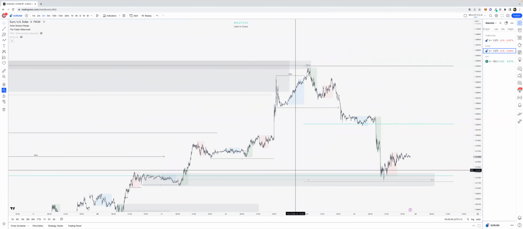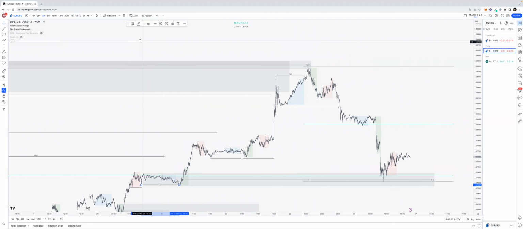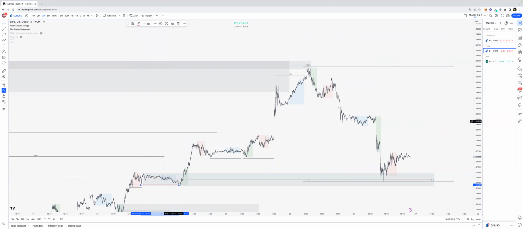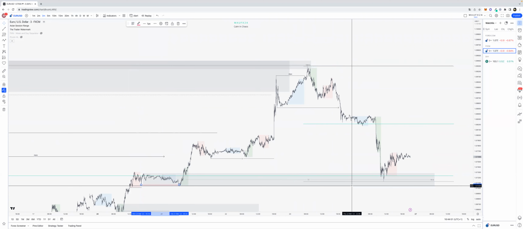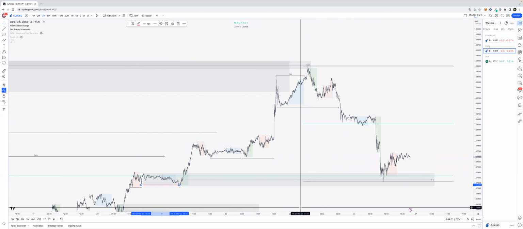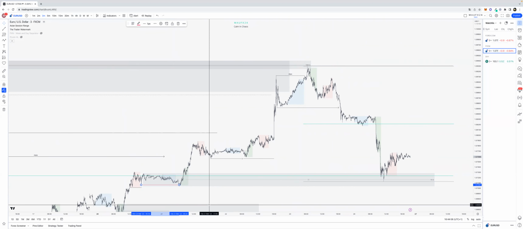Internal range liquidity taken. This is a sweep. This was our first 1 hour demand area. We got more liquidity to the downside.